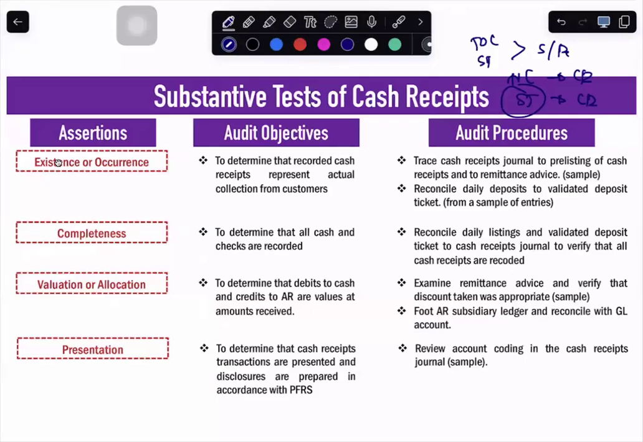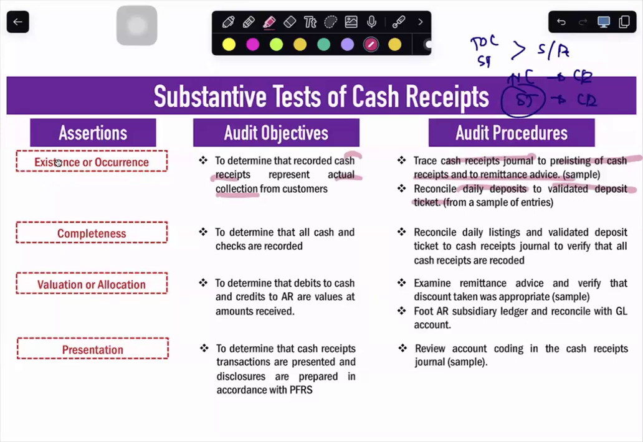First assertion, existence or occurrence. So your audit objective here is to determine that recorded cash receipts represent actual collection. So whether it really exists. So what are your audit procedures? You trace cash receipts journal to pre-listing of cash receipts and to remittance advice. And we already discussed how to properly trace those amounts. Next, we reconcile daily deposits to validated deposit ticket or validated deposit slip.